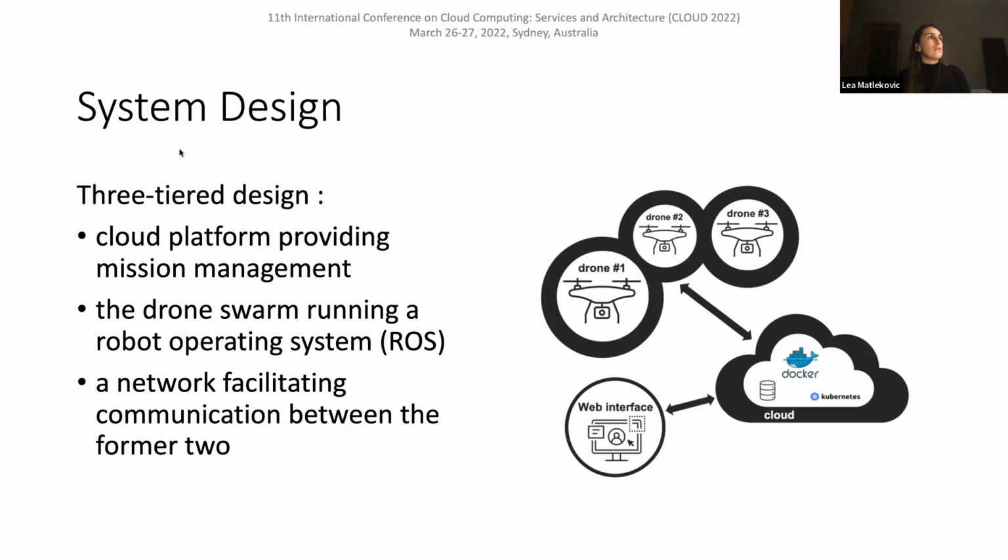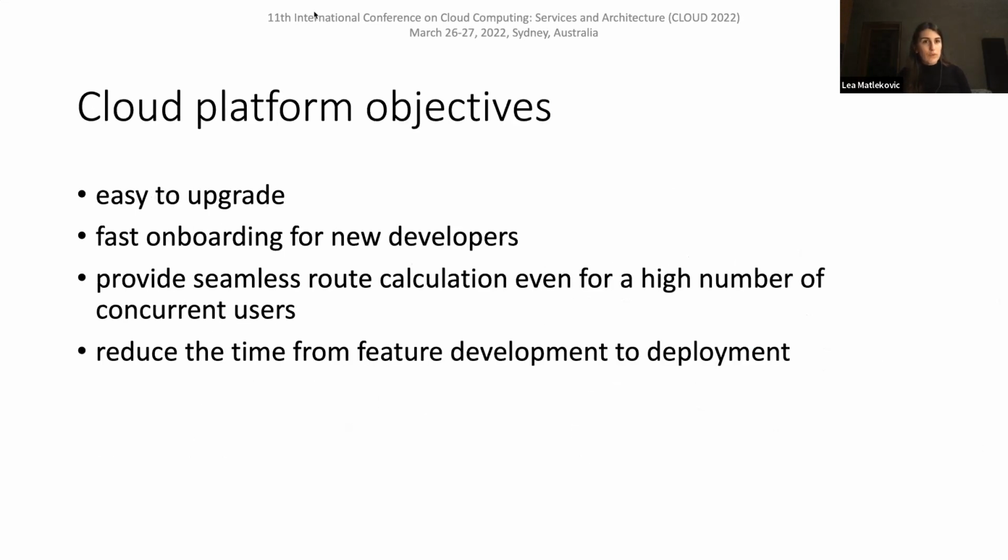So this system design consists of three levels, let's say. One is a cloud platform for mission management, and then drones running the Robot Operating System, and a network for communication between the cloud and the drones. And today I'm going to talk about the cloud platform. So these are some objectives we identified that we would like that cloud platform to have.